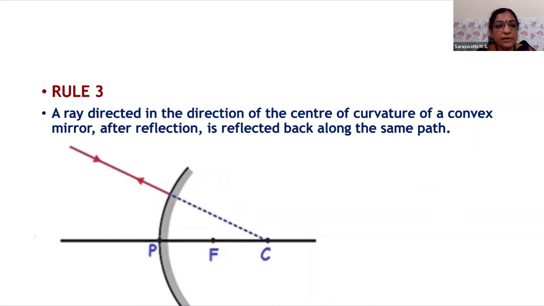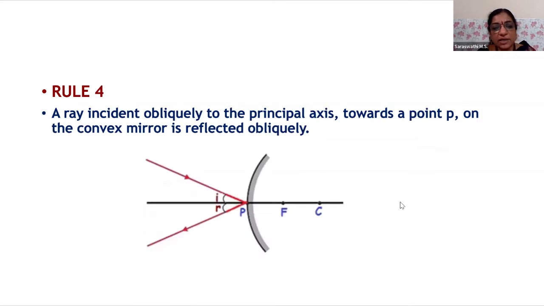Then a ray directed in the direction of the center of curvature. When it is appearing to pass through the center of curvature, it will get reflected along the same path. Why? Because any ray passing through the center of curvature is going to act as a normal. For that matter, even the principal axis is going to act as a normal.